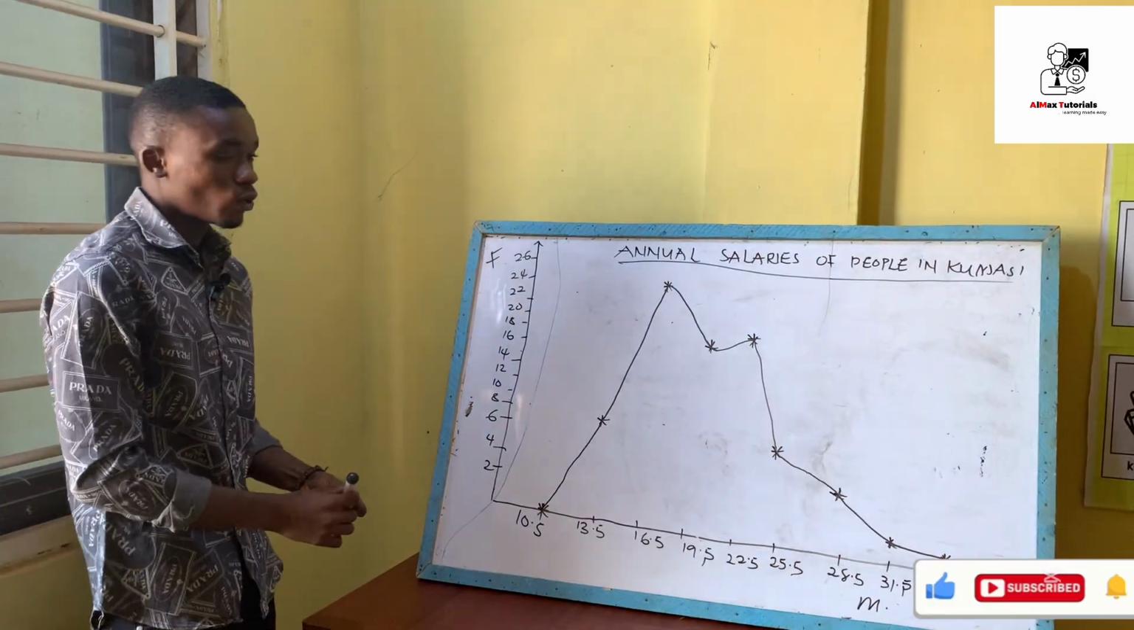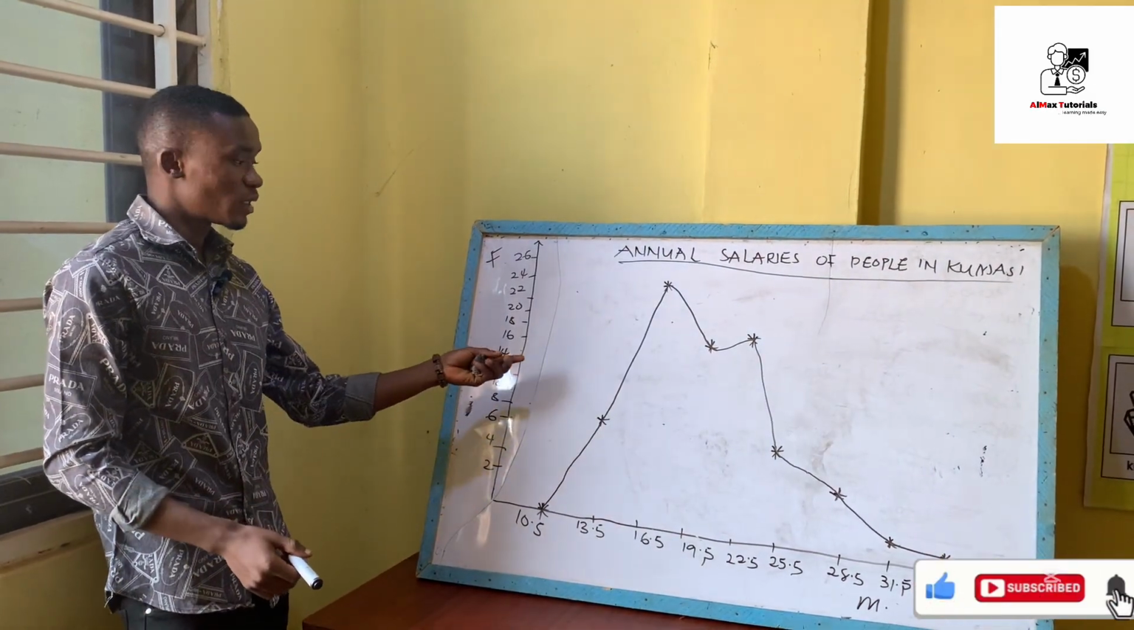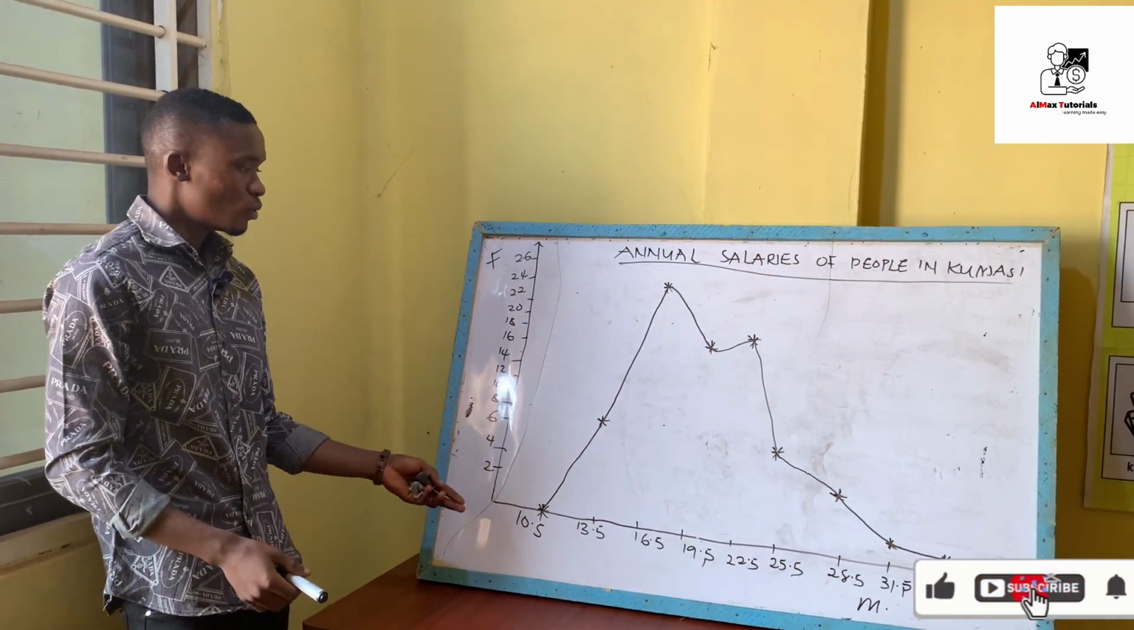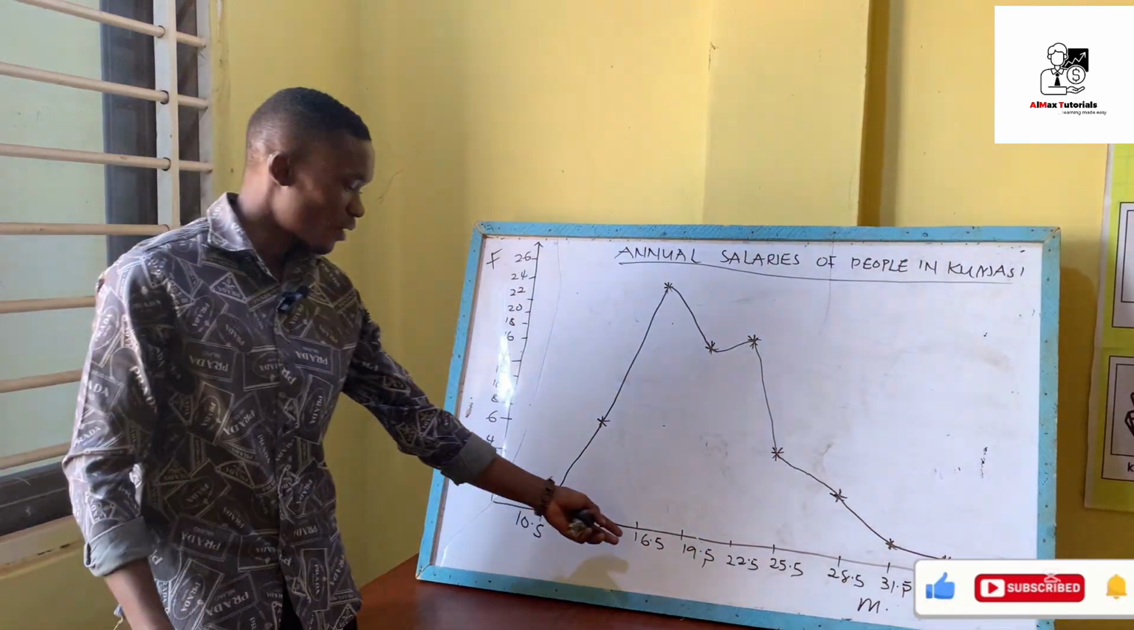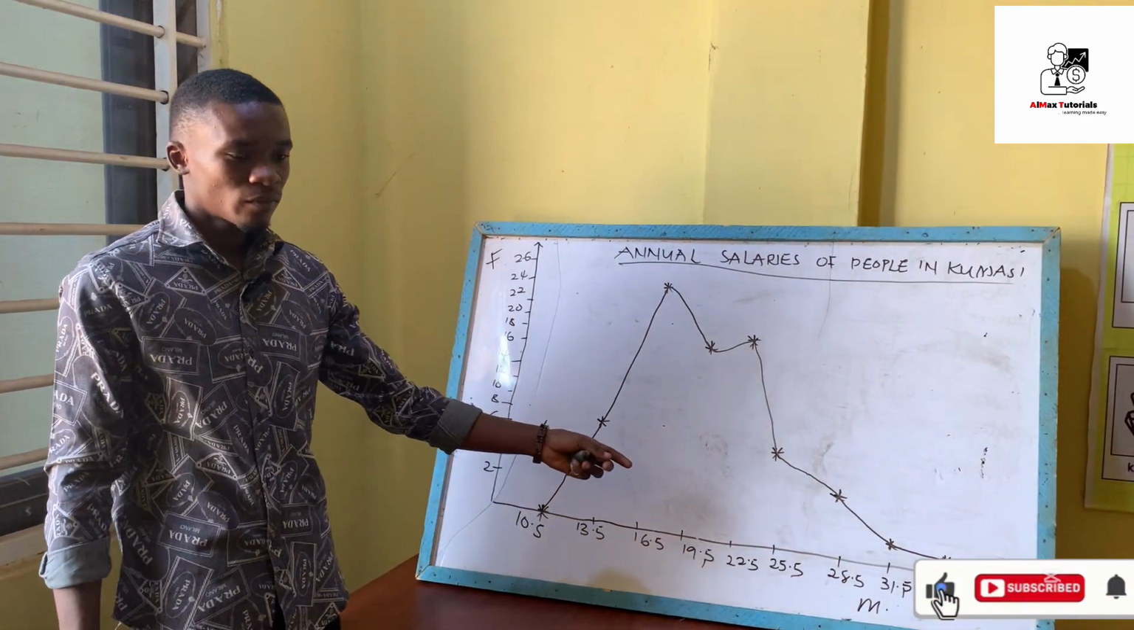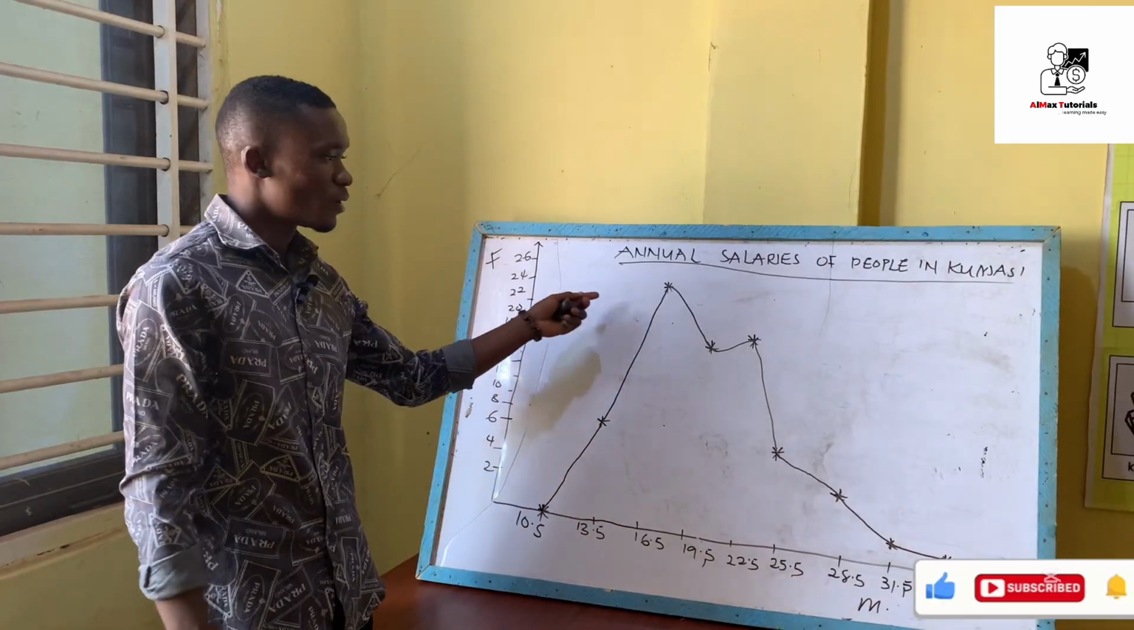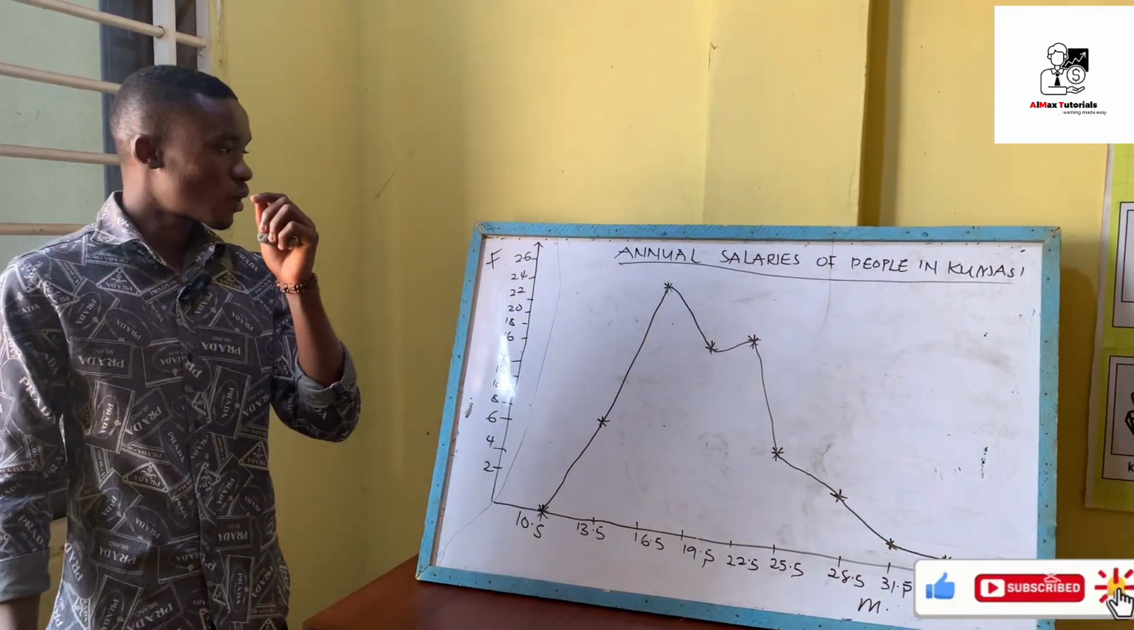So you can see, this one is a way of representing data, and it is very simple. So you can see that 16.5 has the highest frequency of 24. It's easy to analyze and it's easy to understand.